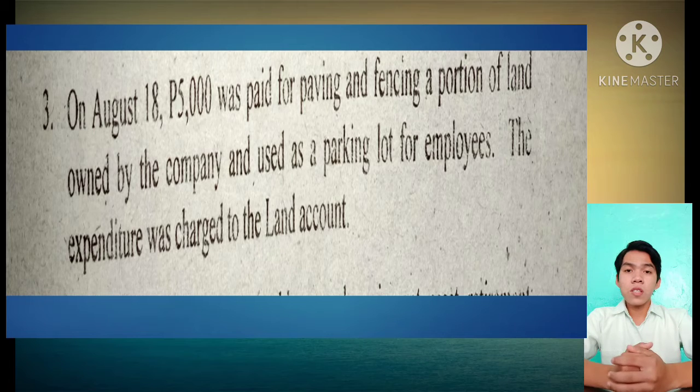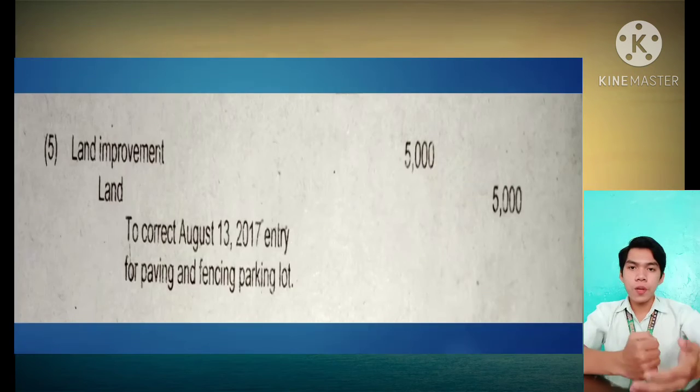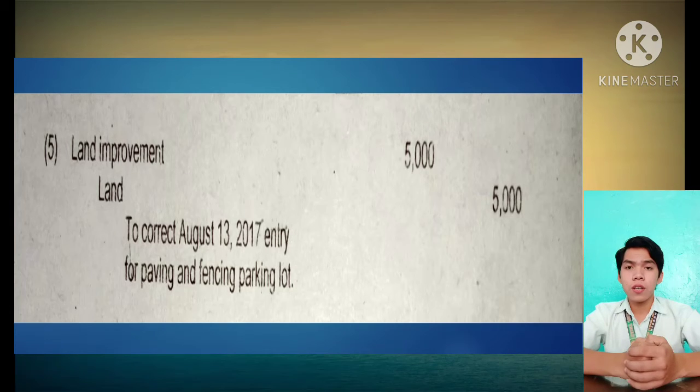Third, on August 18, the amount of 5,000 was paid for paving and fencing a portion of land owned by the company for the purpose of using it as a parking lot for the employees, and the expenditure was charged to the land account. For information number 3, you have to record land improvement for the debit account, and since it is charged in the land account, you have to credit land for also 5,000.